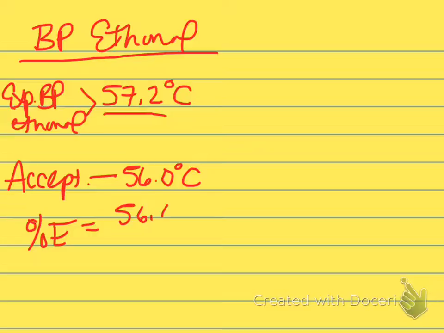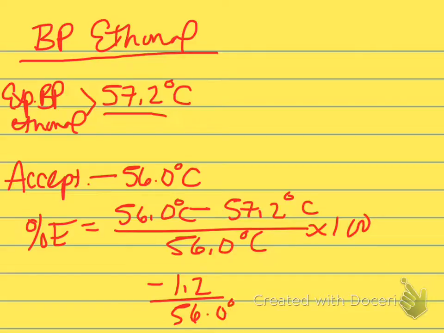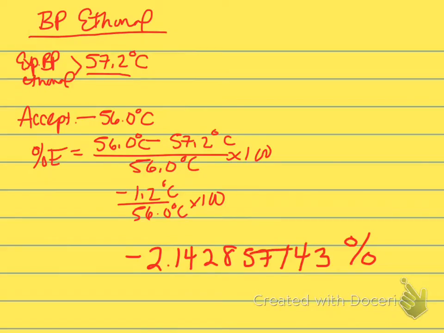Well, 56.0 minus 57.2 degrees Celsius divided by 56.0 degrees Celsius, whole mess times 100. Okay, so we get negative 1.2 divided by 56.0 times 100. Okay, there's my raw answer. 2.142857143% error. Negative 2.14. How many sig figs can I have?